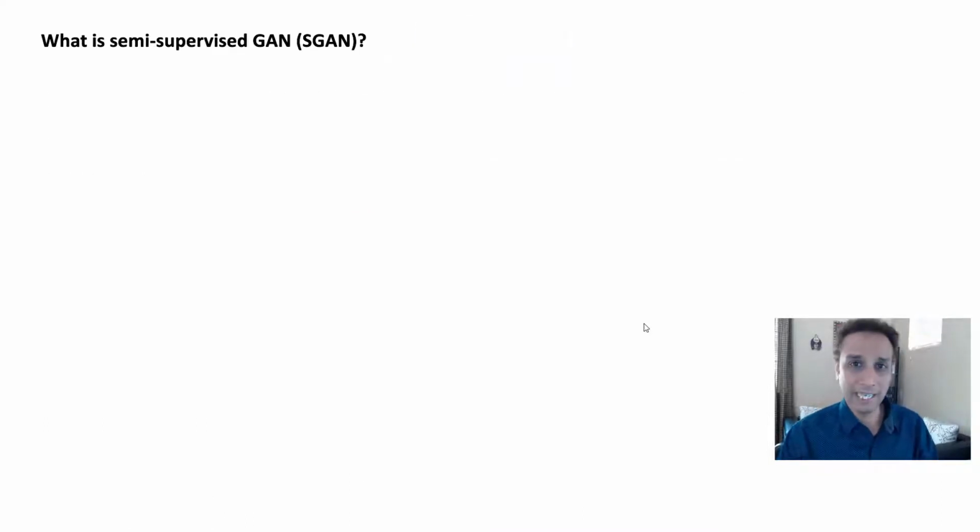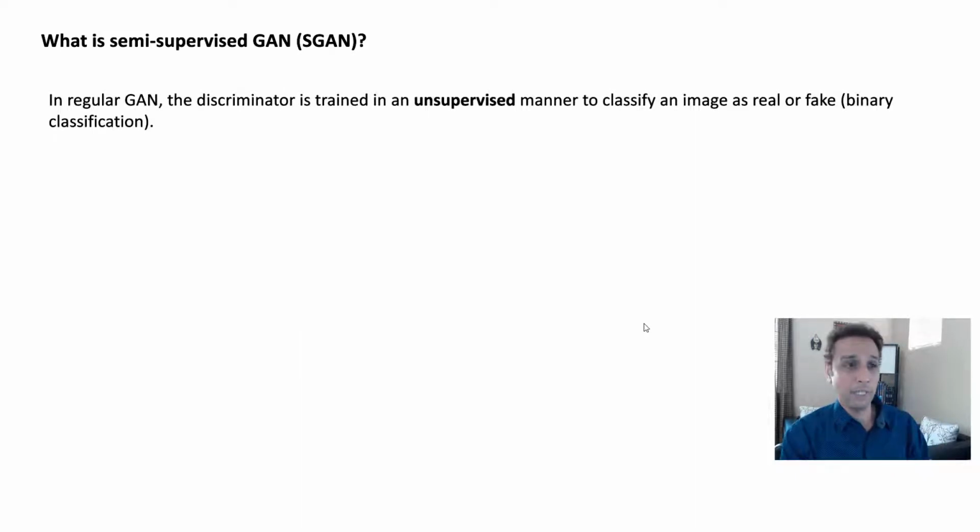So what is semi-supervised GAN? Now that you have an idea of the limitations of regular convolutional networks, or regular networks with a limited amount of data, let's understand semi-supervised GAN. In a regular generative adversarial network, the discriminator is trained in an unsupervised manner, right? The discriminator looks at this data and it just classifies it as either fake or real. Because the generator is giving it fake images and we are also supplying real images, and we label the real images as 1 and the fake images as 0.